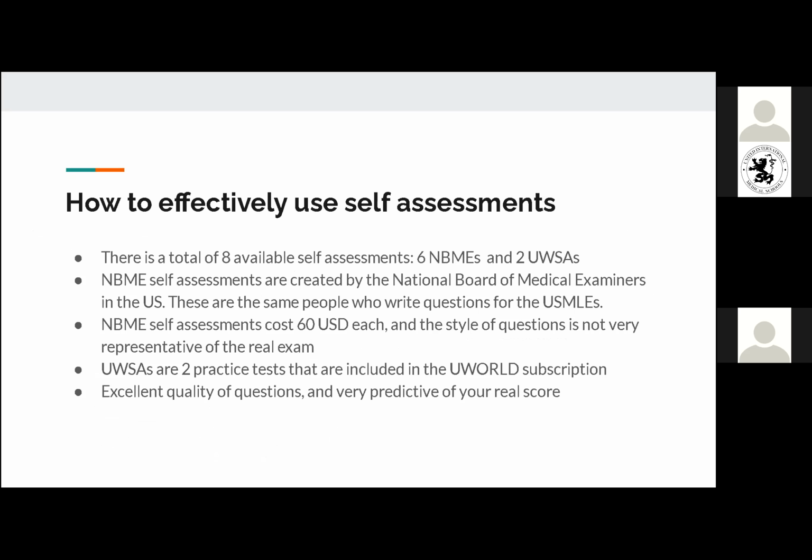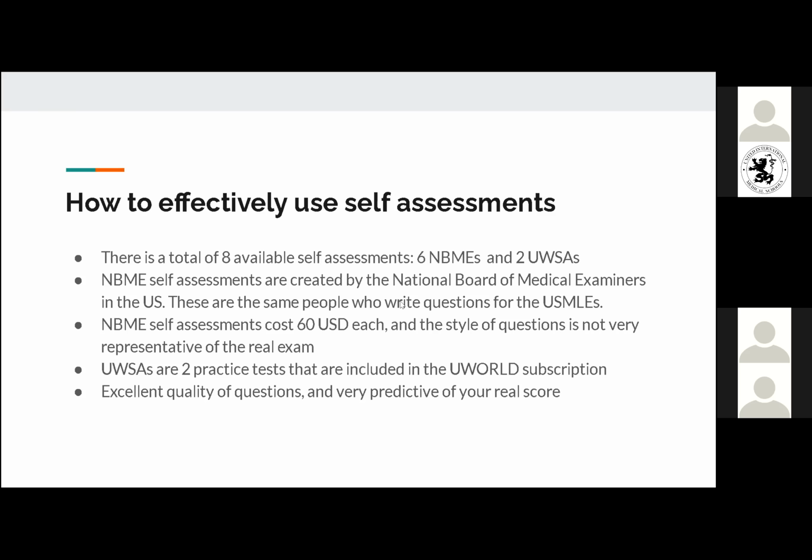They each cost $60. And the UWorld self-assessments are better than the NBMEs, because with the NBMEs the style of questions is a bit different than what you would see on the real exam. Like the clinical vignettes are very short. The answers are not as representative of the real exam.